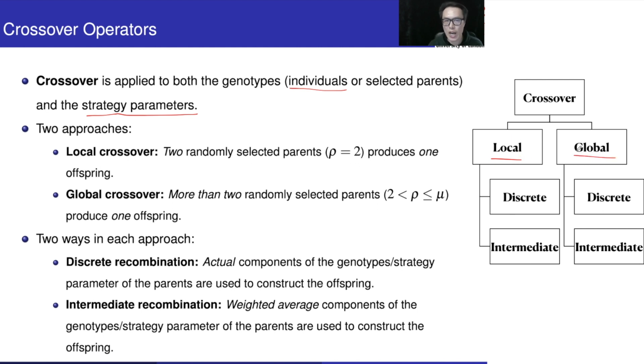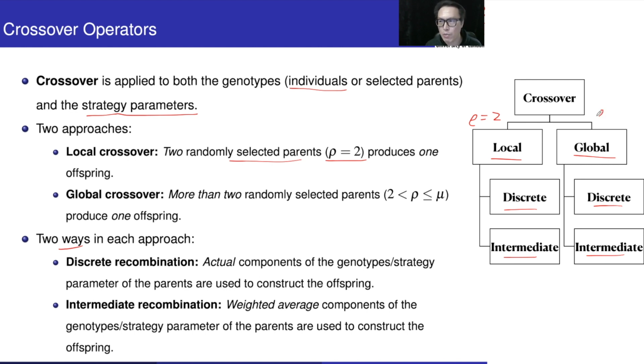Corresponding to local and global, we have two ways, that is the discrete and intermediate. When we talk about local, each time we are going to generate one offspring from two parents. These two parents are selected from the population. For example, we randomly pick two parents to form the offspring.